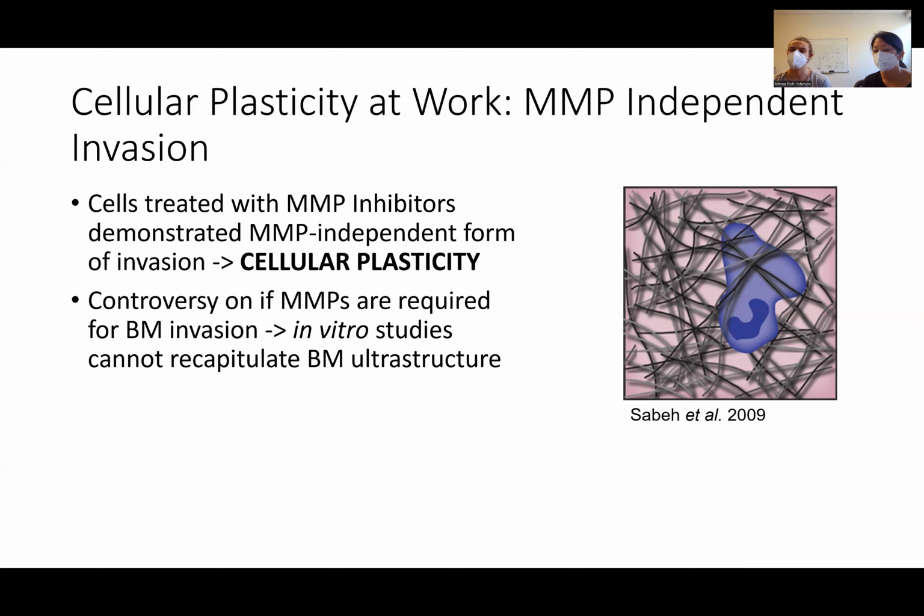It also doesn't help that a lot of the in vitro studies that have been done early on can't really recapitulate the ultrastructure of the basement membrane, right? There's a lot of nuances and complexities of that microenvironment that you just can't capture in an in vitro system. And so really, in order to get a better sense for how cellular plasticity works for basement membrane breaching, it's better really to transition to an in vivo model where a lot of these nuances and environmental factors are still intact. And so the question is, how do you observe cell invasion in vivo?